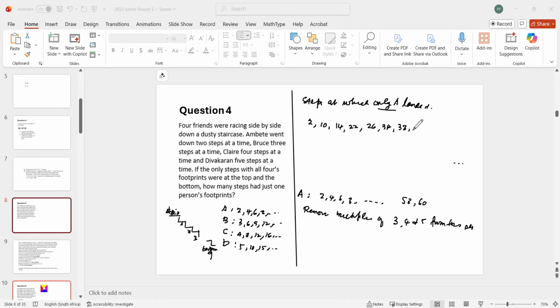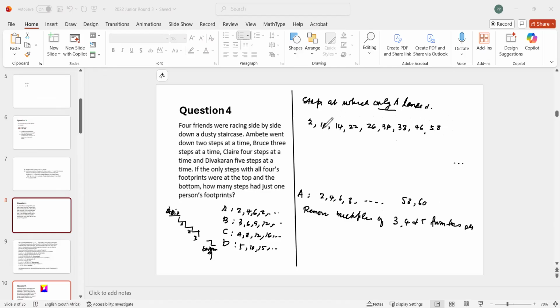40 is out, 42 is out, 44 is out, 46 is in, 48 is out, 50 is out because multiple of 5, 52 is out, 54 is out, 56 is out, 58. And 56 is out because it's a multiple of 4. So you're removing all these. Right. So how many have you got here? 1, 2, 3, 4, 5, 6.